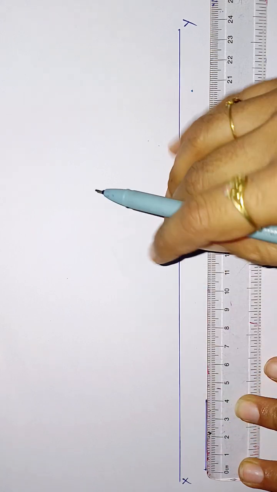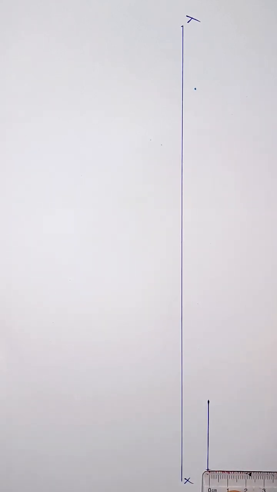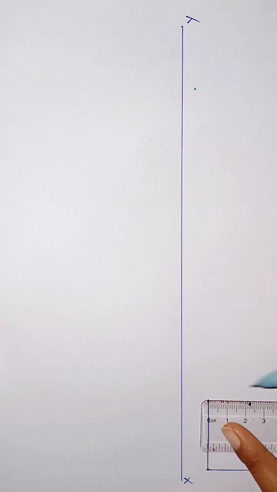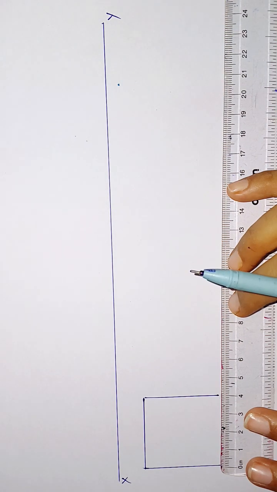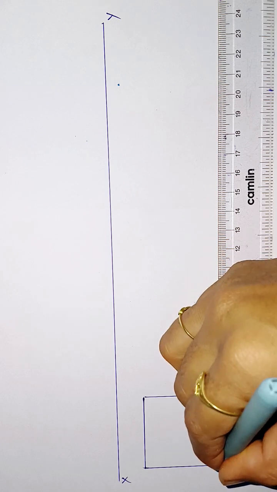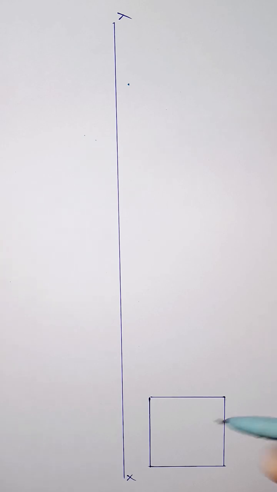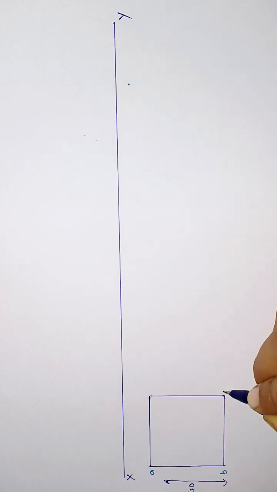Take a measurement 40. Sorry, and this one is 40. I have to draw 40, 40, 40. You have to draw the side of 40. Then you have to mention the name of A, B, C and D.